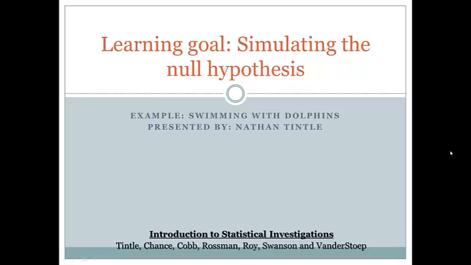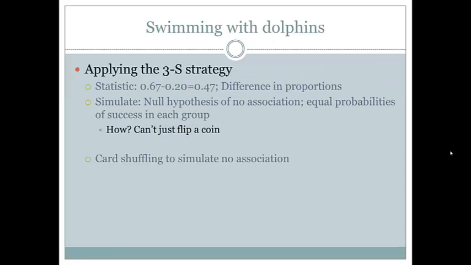In this Learning Goal video, we will talk about how to simulate the null hypothesis when comparing two group proportions. We will use the Swimming with Dolphins data to talk about this learning goal. We're going to apply the 3S strategy to the Swimming with Dolphins data. Now, the statistic of interest is the difference in the two group proportions. 0.67 minus 0.20 gives us a difference of 0.47.